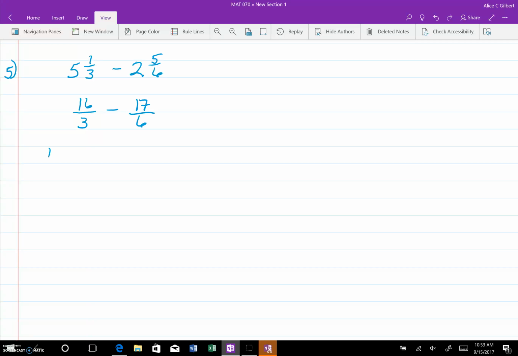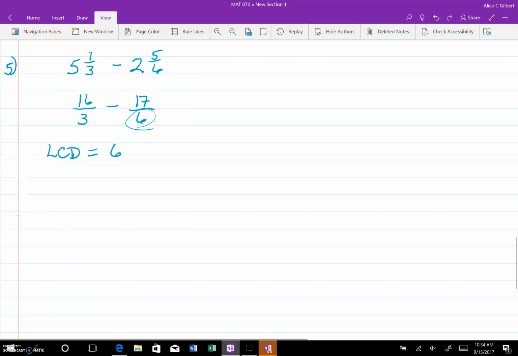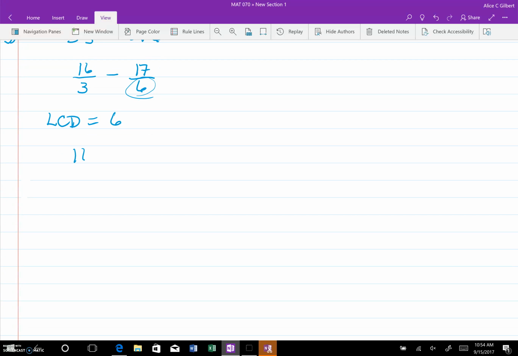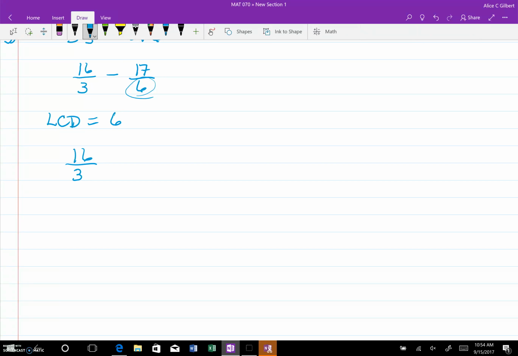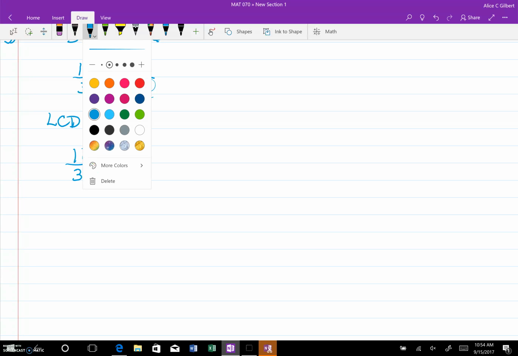Now, I need to find my lowest common denominator. So this is my bigger number. So 6 times 1 is 6. Does 3 go into 6 evenly? It does, 2 times. So 6 is going to be my denominator. So remember, 16 over 3. And what do I need to multiply with 3 to get 6? Well, that's 2. If I do it in the denominator, I have to do it in the numerator as well.